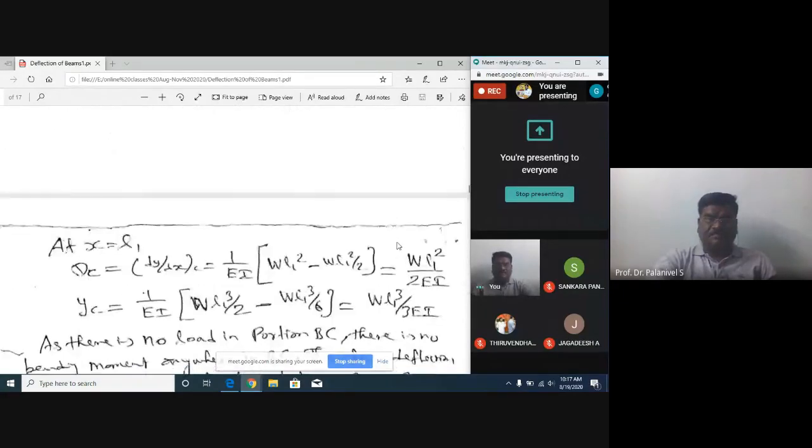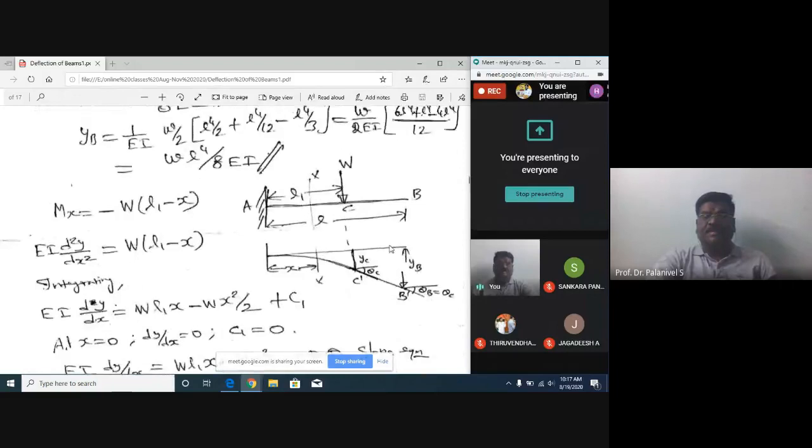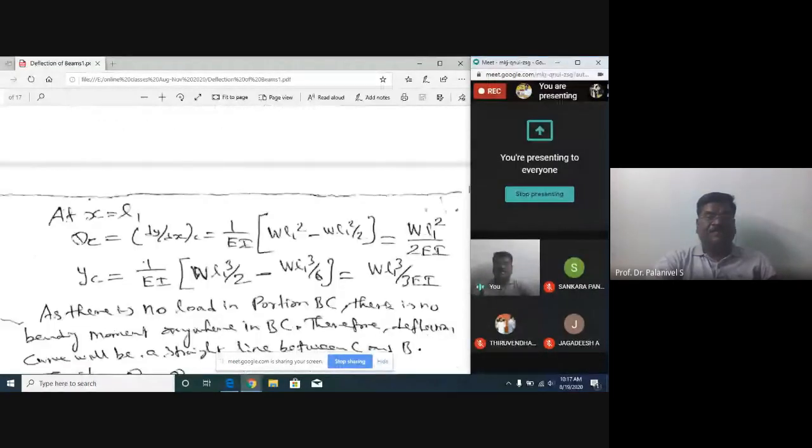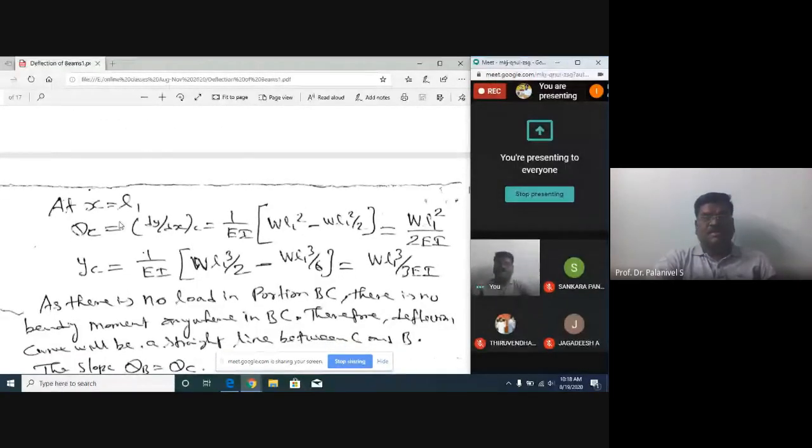Now we are interested in determining the deflection and slope at point C, the point load point. It is a salient, feature point, and then at the free end where its values are maximum. We are interested in the values at the free end also. Let us see first, at x equal to L1, substitute theta C. Slope at C, that is rotation, angular rotation at C, is nothing but dy by dx at C. Slope at C equals 1 by EI into this one. So we are getting WL1 squared by 2EI.